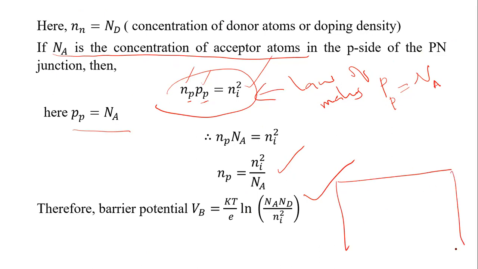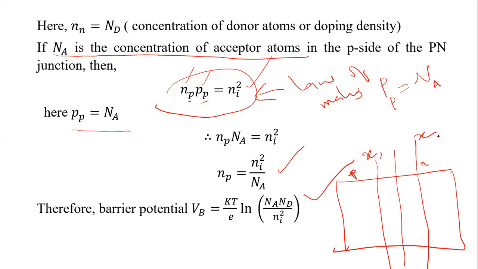So when you form a p-n junction, this is the junction. This is the p side, this is the n side. On the p side, let's say this is x1. Sorry, on the n side, let's say this is your x2. So this region is the depletion region, and in this depletion region, due to diffusion, we say that there is positive ion formation here.